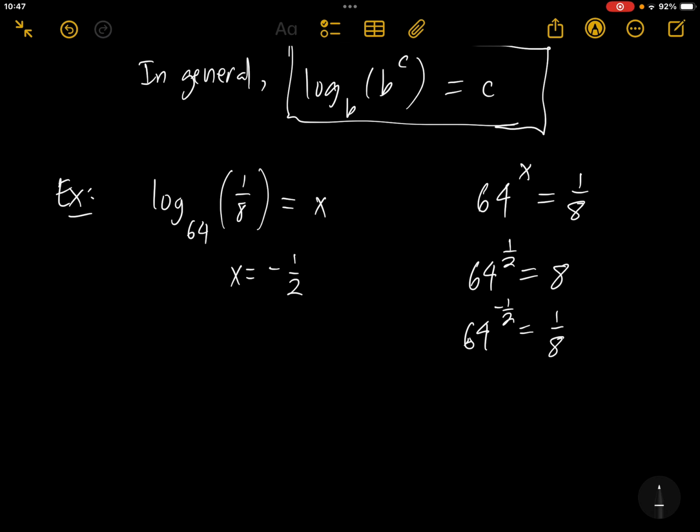Okay. What about log base 25 of 5? So 25 raised to what power is 5? A half, right? Because I'm taking the square root.